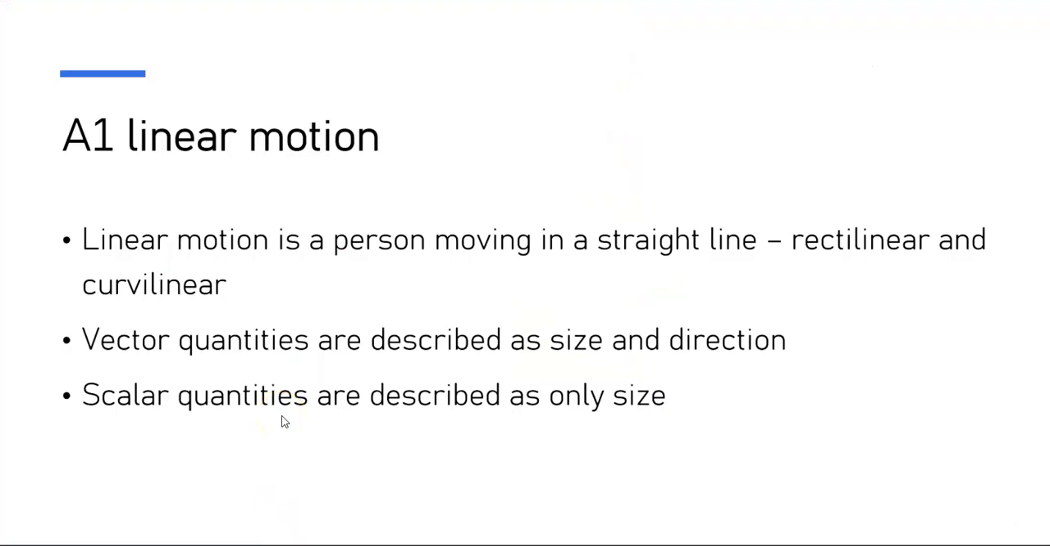A1. Linear motion. Linear motion is a person moving in a straight line, rectilinear and curvilinear. Vector quantities are described as size and direction. Scalar quantities are described as only size.